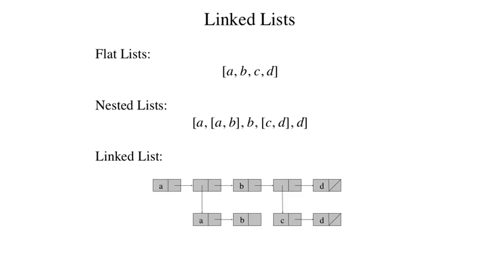A list is a finite sequence of objects. Lists can be flat, like the first list shown here. Lists can also be nested within other lists, as in our second example. A linked list is a way of representing nested lists of variable length and depth.